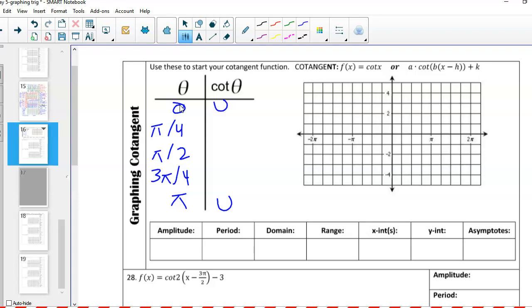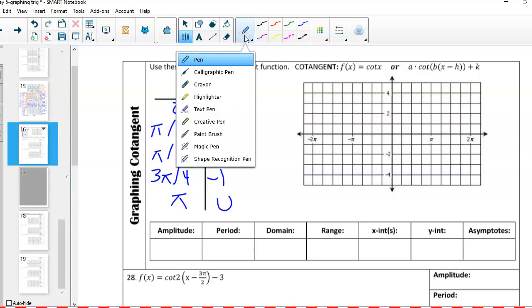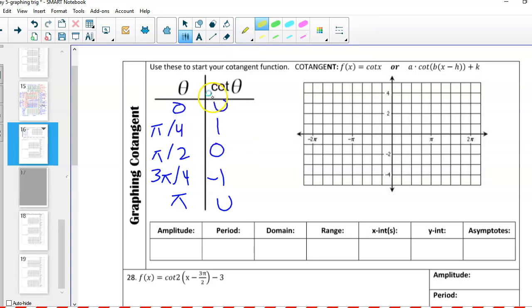Cotangent of pi over 4 would be the same as tangent of pi over 4: 1. Cotangent of pi over 2, 0, because tangent is undefined. And then cotangent of 3 pi over 4, negative 1. So when we graph this, it's going to look the opposite direction of tangent, where our asymptotes are at every multiple of pi.